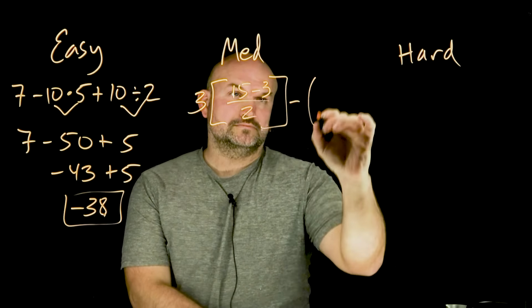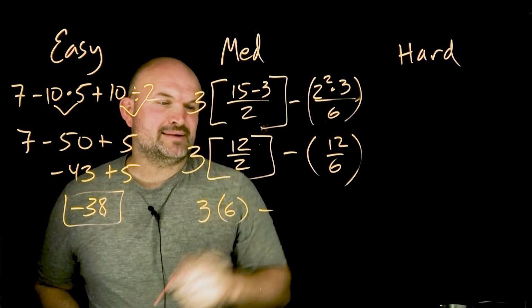Okay, so now, again, I can further simplify what's inside my parentheses. I have 12 divided by 2 and 12 divided by 6. So 12 divided by 2 is going to be a 6, and 12 divided by 6 is going to be a 2.